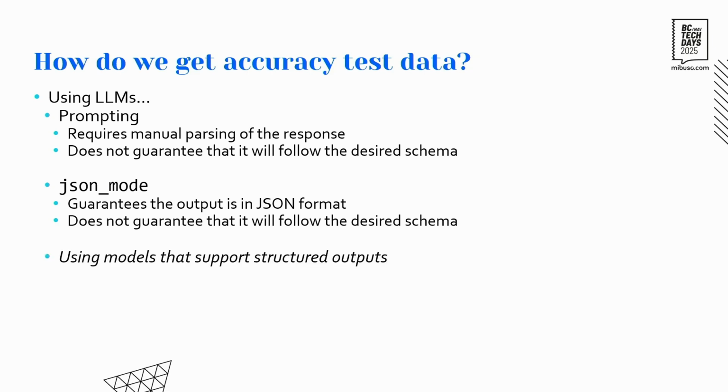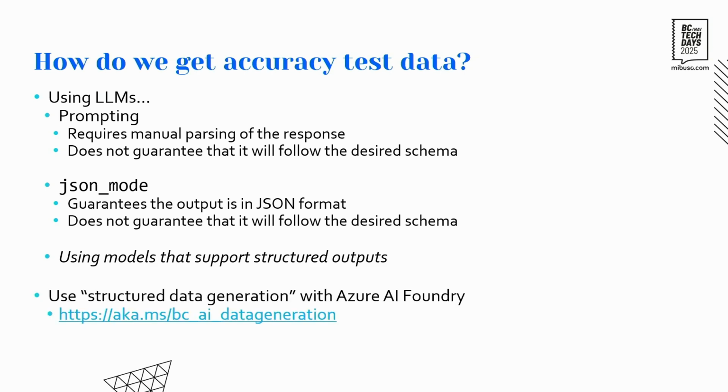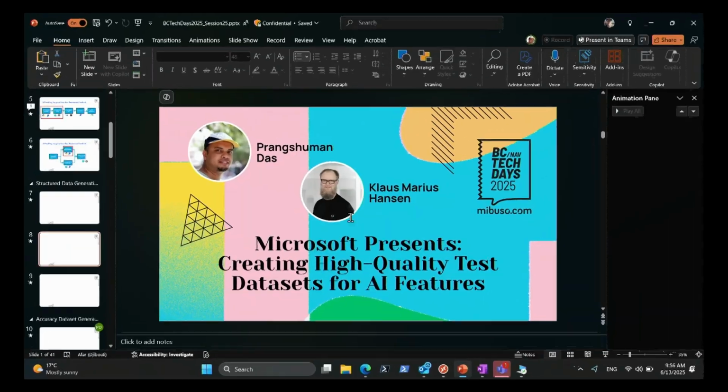So last, what we do is to use models that support structured outputs. Specifically, we'll show a small tool that we use that, in connection with Azure AI Foundry, generates data that conforms to the schema that we need. And there's a URL there that will lead you to explanation and examples. But let's dive into an example then.